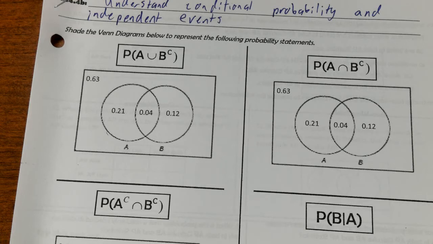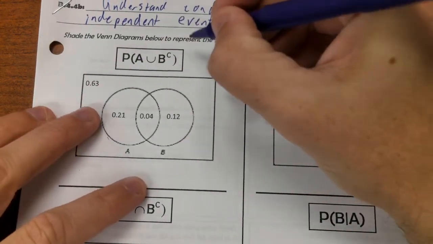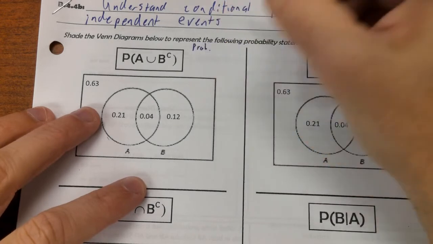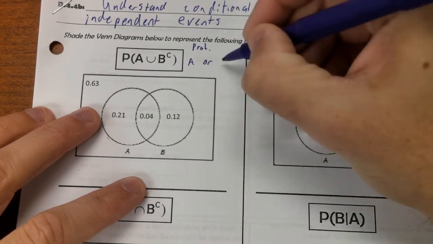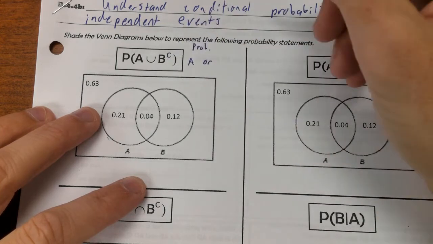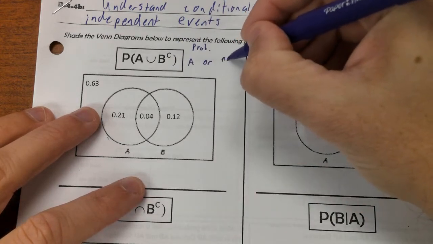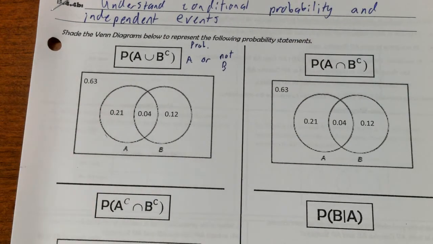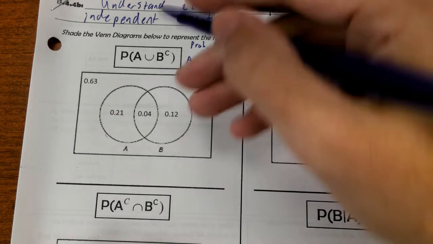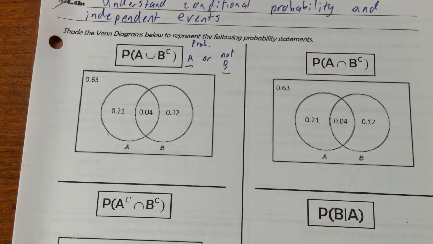So I'm going to get a different color here with me. Right. So the first thing we're looking at is this right here. And this is asking us to find the probability that we have event A occur or not B. So this is B complement right here. That C right there stands for the complement, which means not B. Okay. I'll do A in purple. I'll do B in red.